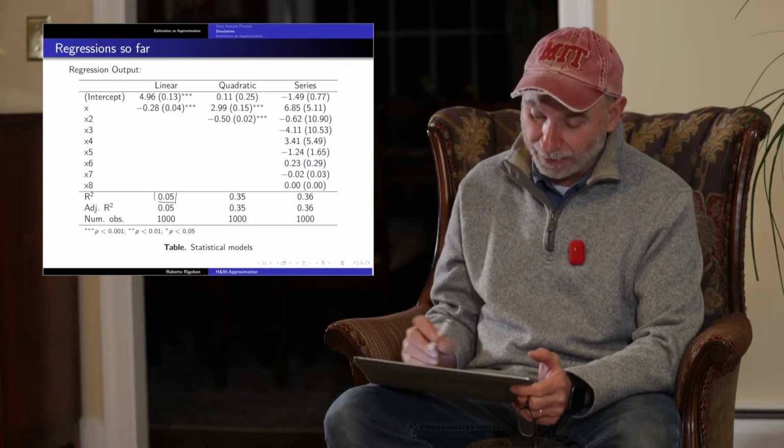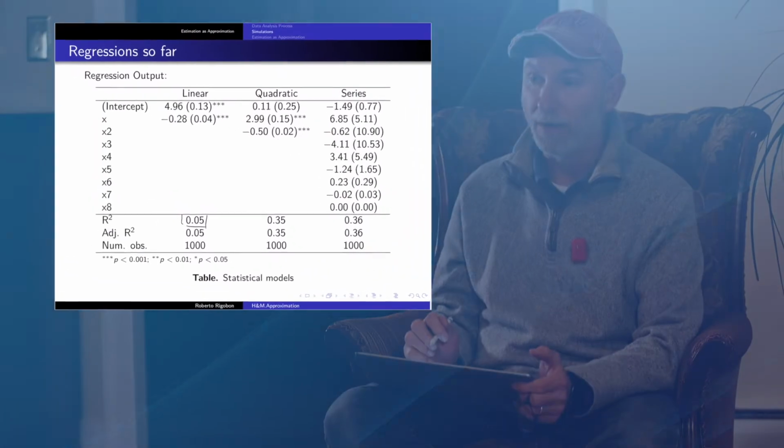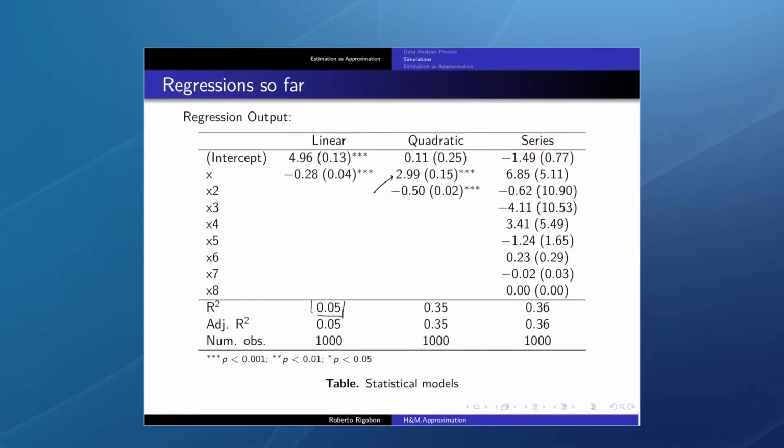When we put in the quadratic, notice that the coefficients are close to the true ones. This one is very close to 3, and this one is very close to minus 0.5. So that's really cool. And by the way, you can see that the R-square increases highly. So if we are evaluating these regressions in terms of R-square, we would say that the quadratic is better than the linear, and in fact, not surprisingly, it is. Our eyes were telling us that this has to be the case.